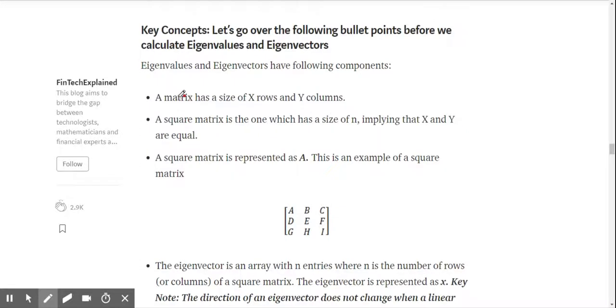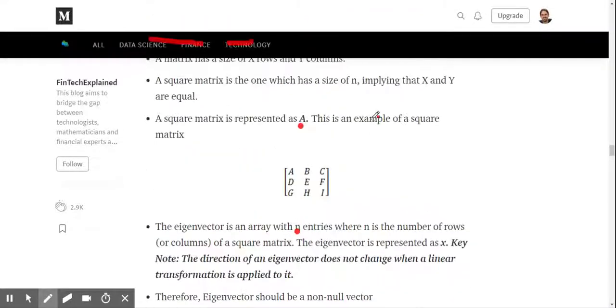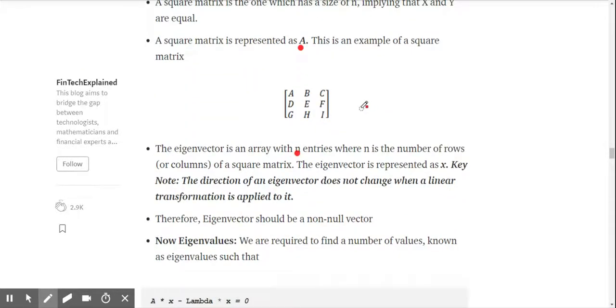Key concepts. Eigenvalues and eigenvectors have the following components. A matrix has the size of x rows and y columns. A square matrix is one which has the size of n, implying that x and y are equal. A square matrix is represented as A. This is an example of a square matrix. The eigenvector is an array with n entries, where n is the number of rows or columns of a square matrix. The eigenvector is represented as x.